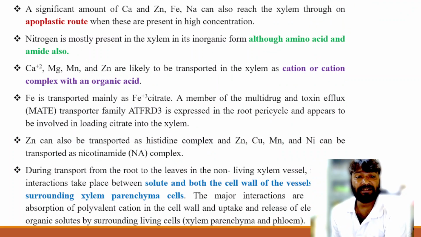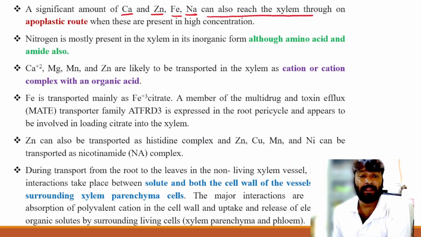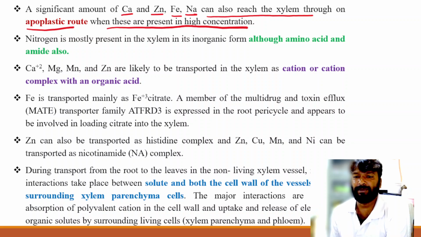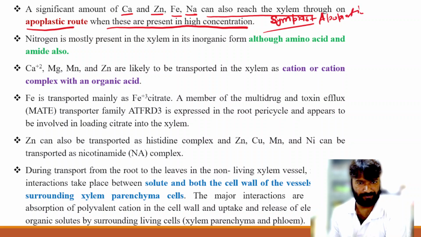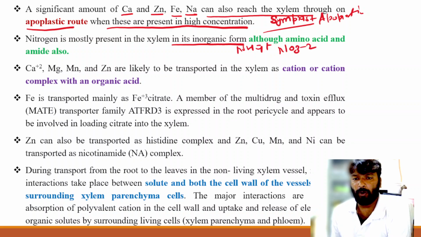Okay, next, a significant amount of calcium, zinc, iron, sodium, these positive ones, cations, can also reach the xylem through the apoplastic route when these are present in high concentration. The major pathway is the symplast, but they can also reach through the apoplastic pathway if the concentration is high. So nitrogen is mostly present in the xylem in ionic form, which is ammonium or nitrate, although amino acids and amides are also present.